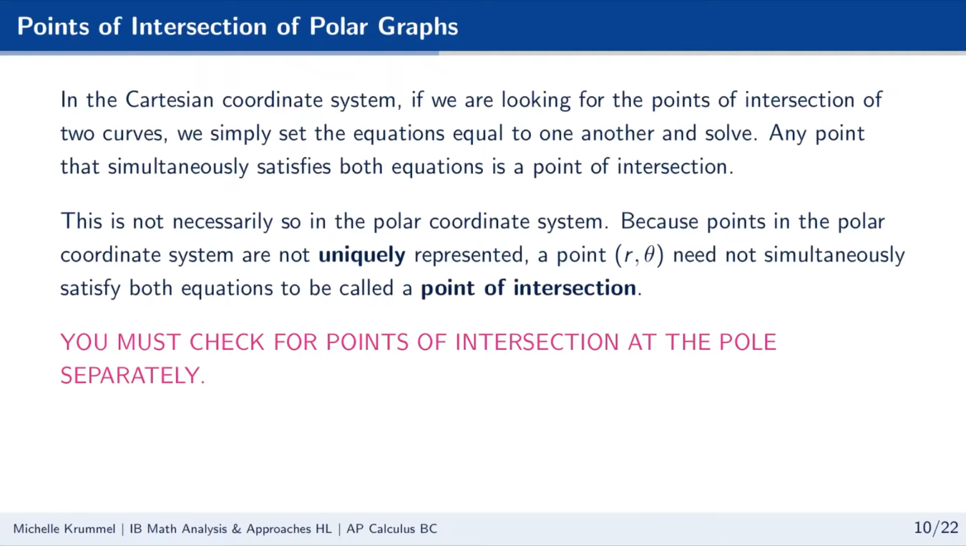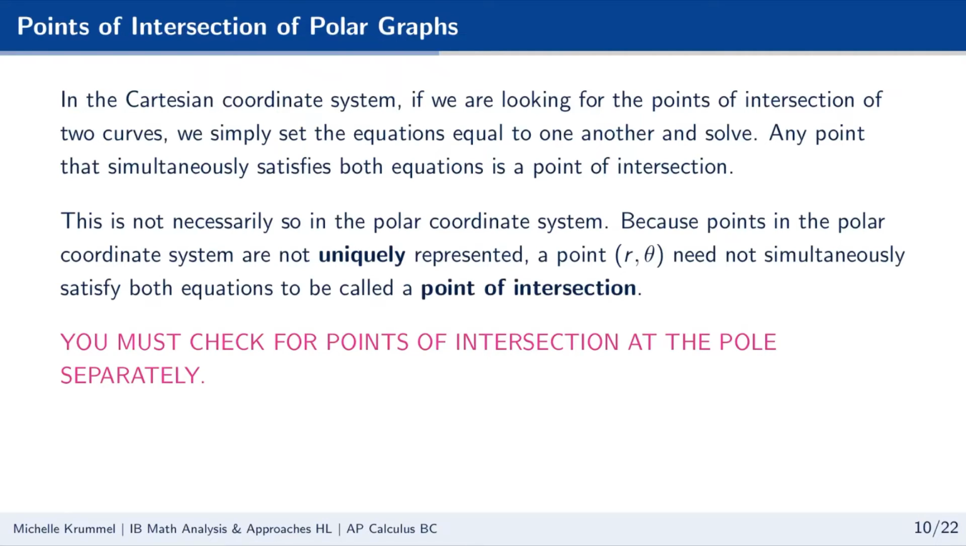And this works well in the Cartesian system because all of the coordinates are unique. But remember, in the polar coordinate system, there are many, many ways to represent the same point on a polar curve. So it's a little bit trickier. You could have two different coordinates that represent the same point, and so it doesn't look like your equations are equal to each other. It doesn't look like the solution you get simultaneously is satisfying both equations, but as long as they represent the same point on the graph, then you are going to be able to call that a point of intersection.